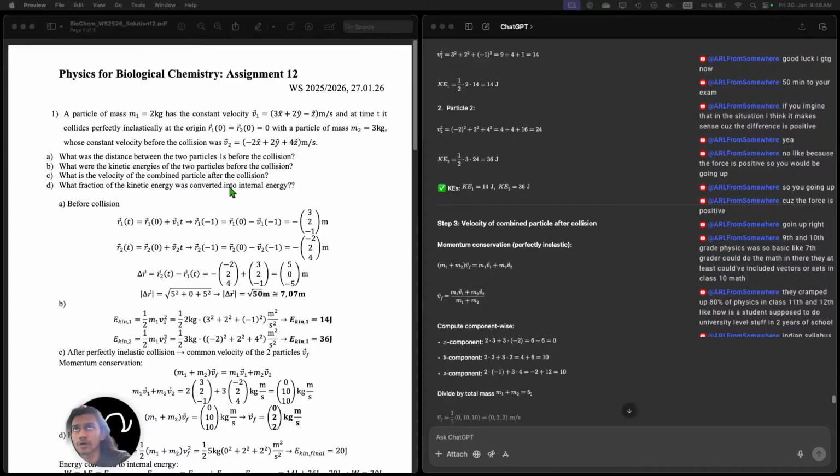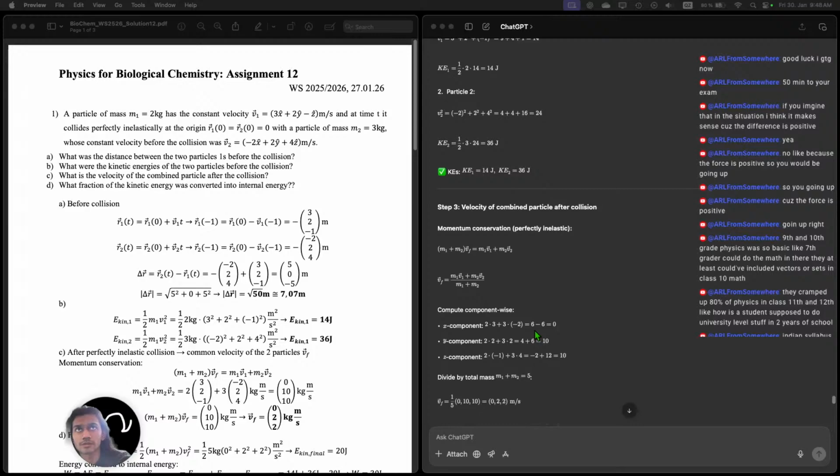What is the velocity of the combined particle after collision? The combined particle velocity vf is going to be, so it's going to be momentum conservation. That's what it is.